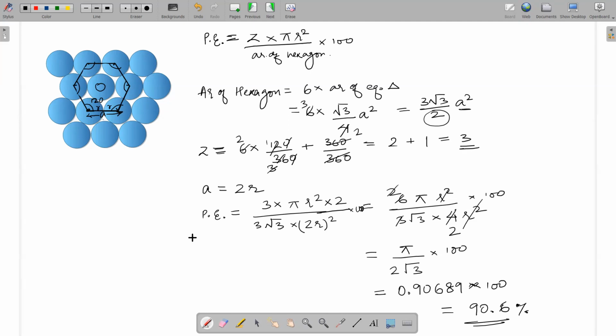Trapezium. So what is the area of trapezium? I don't remember it. There are two trapezium here, right? So you will write 2 into area of trapezium. What is the area of trapezium then? A plus B by 2 into H.